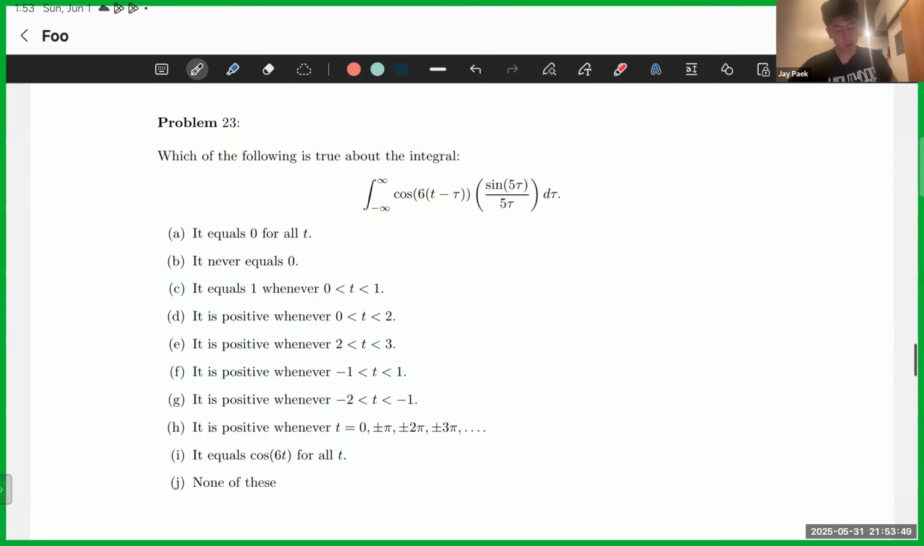Problem 23. Which of the following is true about the integral shown below? Just off first glance, I see a t minus tau and I see a tau and we're integrating by tau. This is clearly a convolution. So this is just a convolution between cosine of 6t convolved with sinc of 5t.